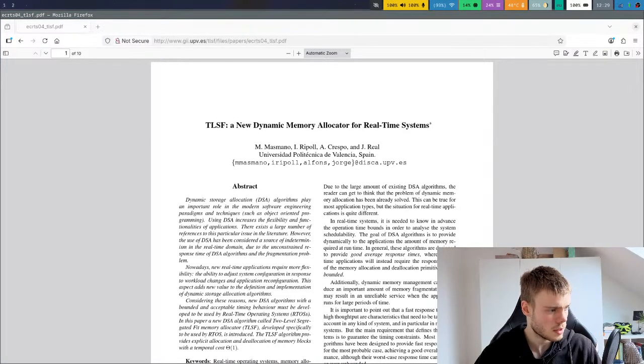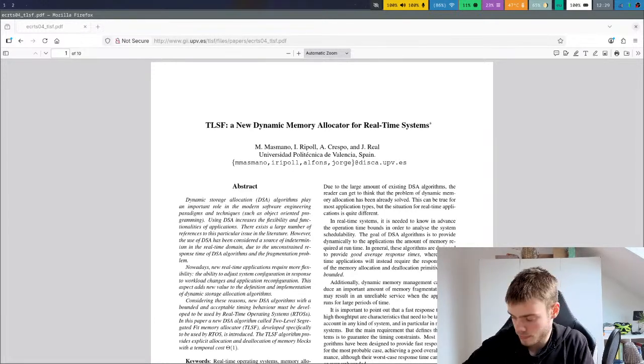Let's get started. Let's do some reading and grab a piece of paper and a pen and see what we can learn about this allocator.